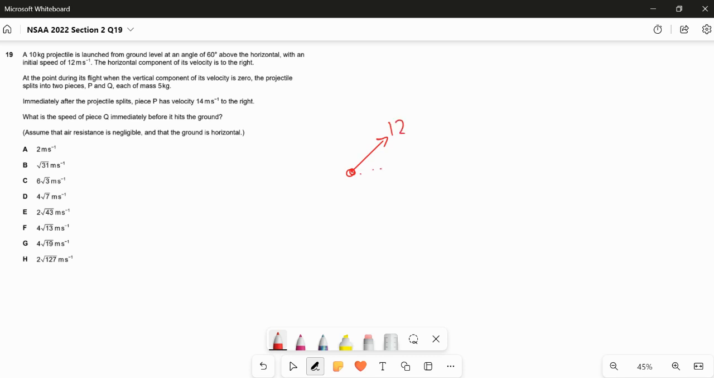So we'll have 12 cos 60 horizontally, and then 12 sine 60 vertically. And then this is 60 degrees to the horizontal. At the point during its flight when the vertical component of its velocity is 0, so immediately we should identify that as when it's at the maximum height, and it would just have a horizontal component, 12 cos 60 degrees.